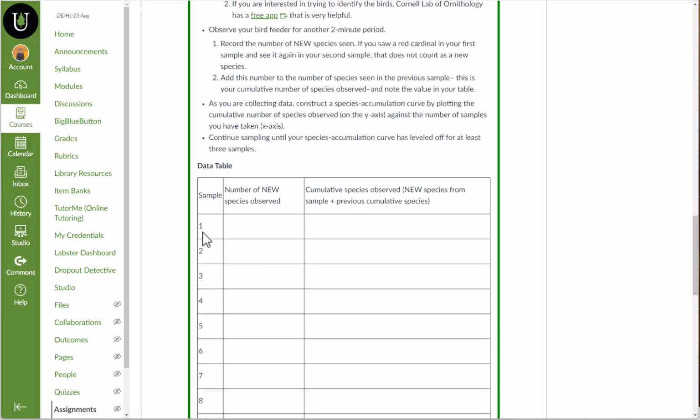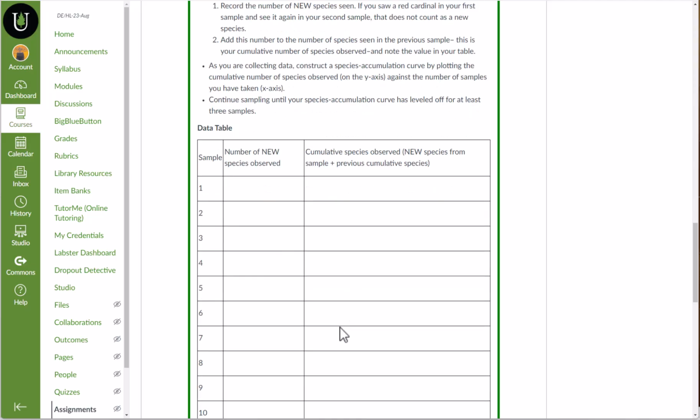In this data table here, your first sample, this is your first 2-minute period. How many species did you observe? Well, of course, the first sample, they're all new. But in the second one, you're going to see how many total did you observe, and then subtract out any overlap that you had, only the number of new ones. And then over here, you're going to look at the cumulative number. So if I had 5 here in my first sample, and then 3 in my second sample, my cumulative number over here is now 8, because I have a total of 8 that I've seen so far.